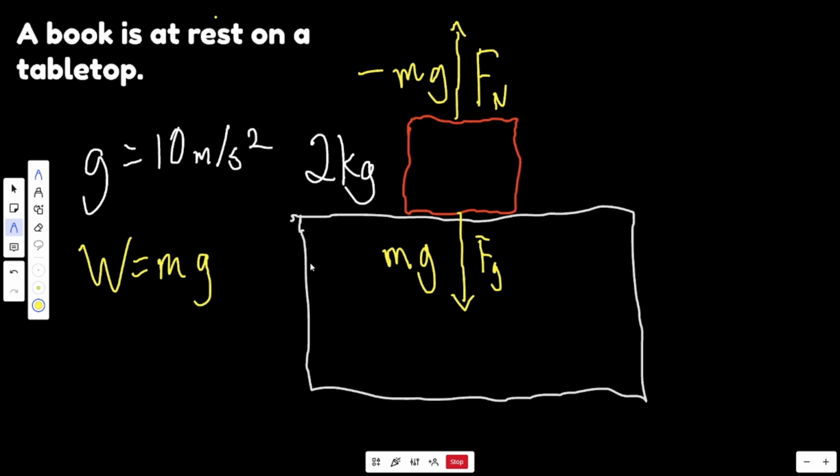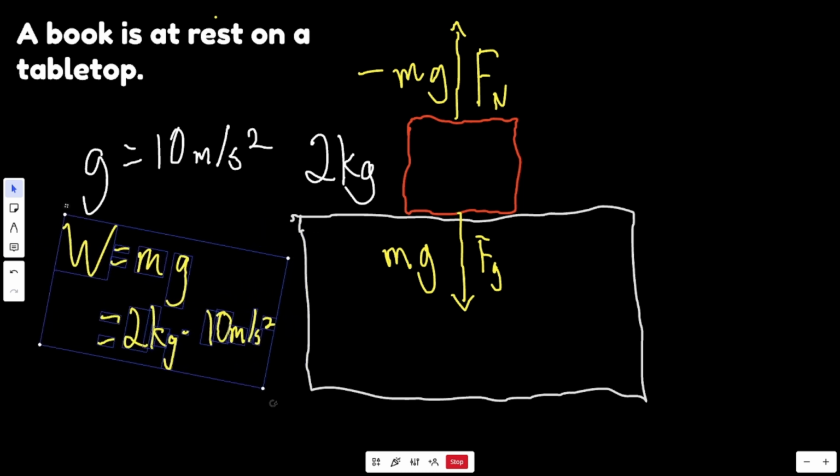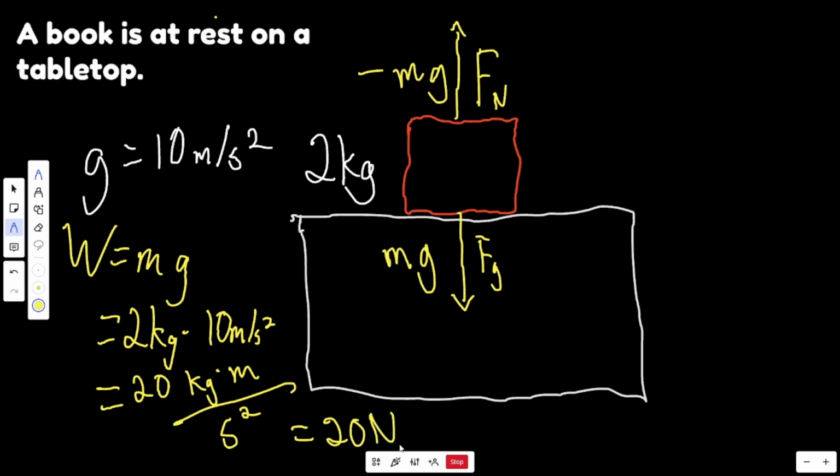So weight is equal to mass times gravity. Let's plug in our values. So we have 2 kilograms times 10 meters per second squared. Now using these values, let's rotate this a bit. Okay, using these values, we'll get 20 kilograms times meter per second squared, or simply put, 20 newtons. So this vector here on the bottom actually has a value of 20 newtons.